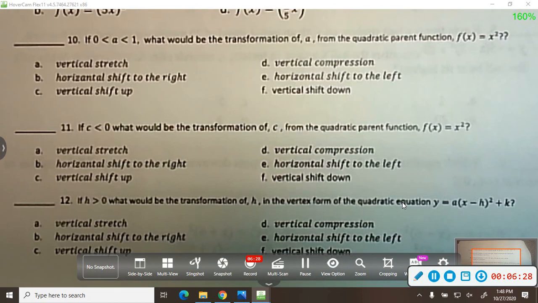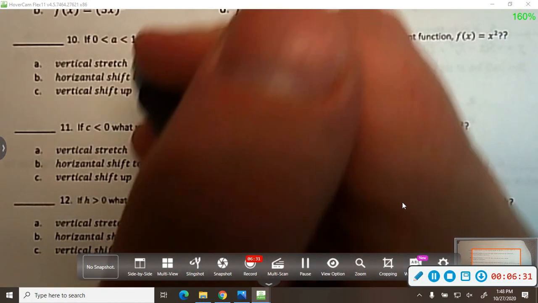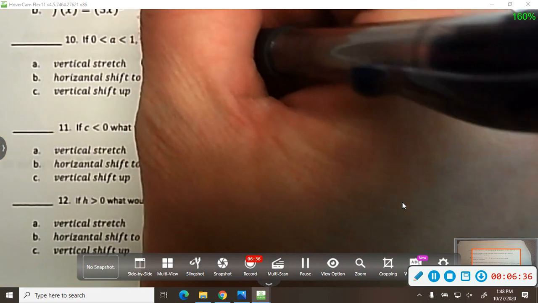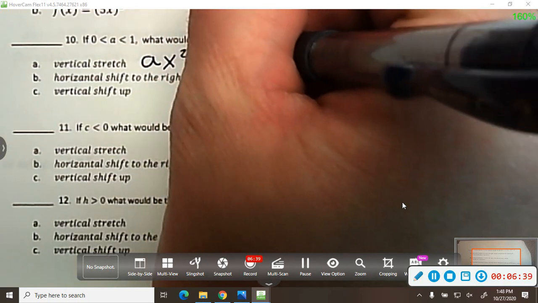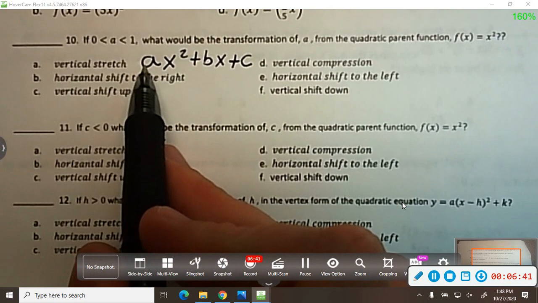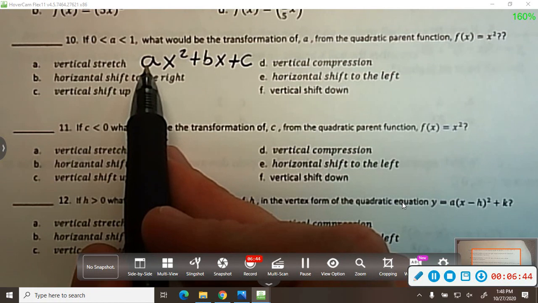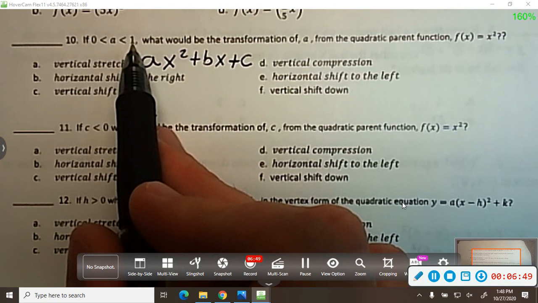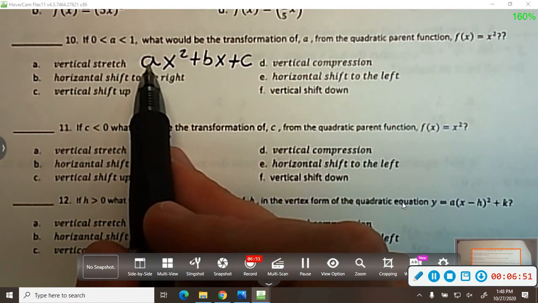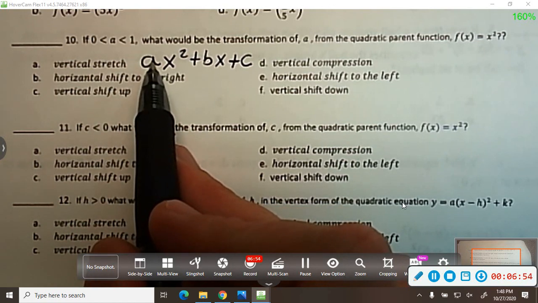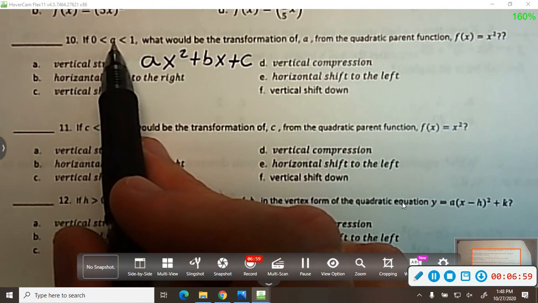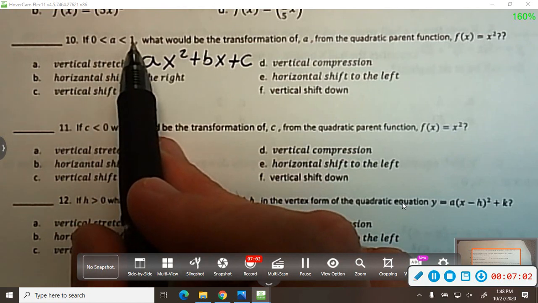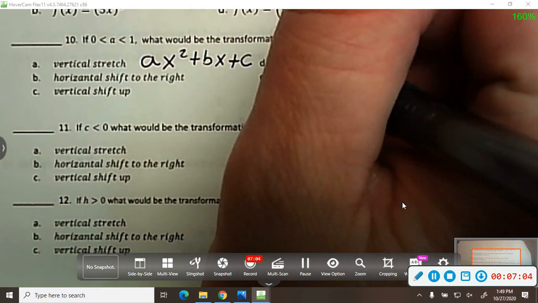So on number 10, this is asking, when you have the form ax squared plus bx plus c, remember the a causes it to either stretch or compress. So if I change a to any number bigger than 1, it causes a stretch. If I have a, any number between 0 and 1, then it causes a compression. So that's what it's asking. If I plug a number in between 0 and 1, what will happen? It'll be a vertical compression.